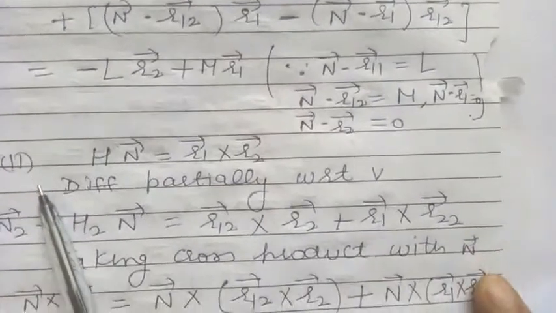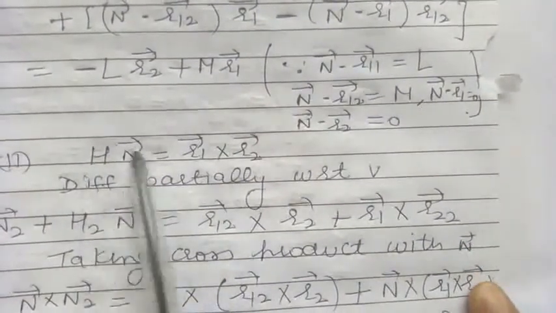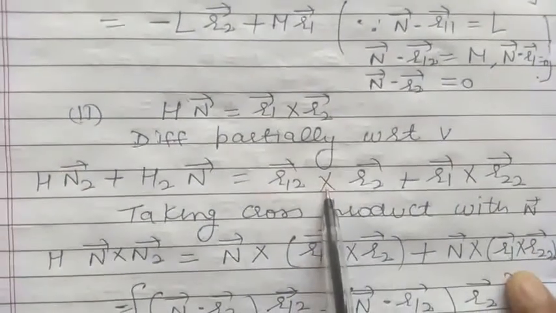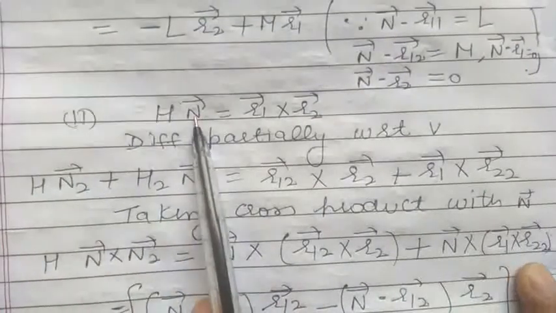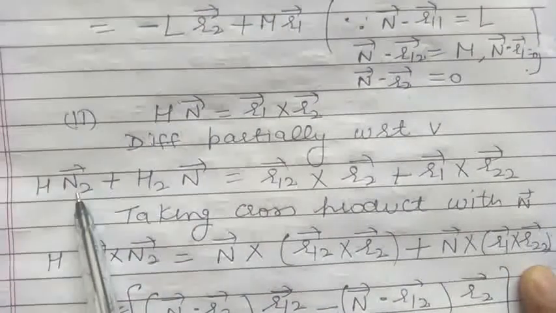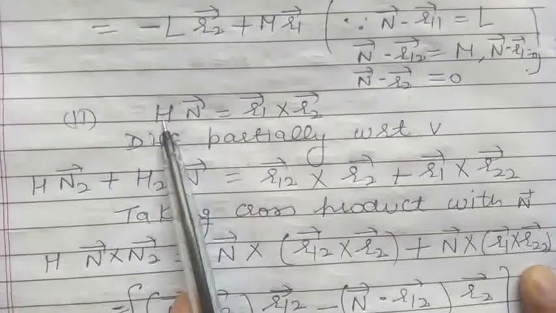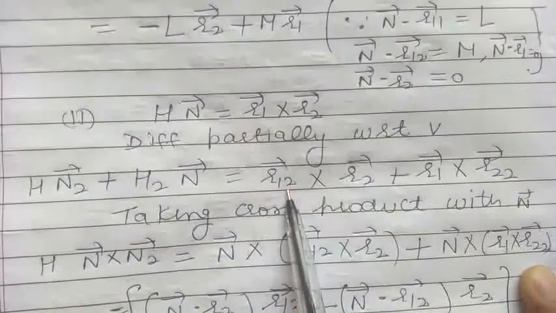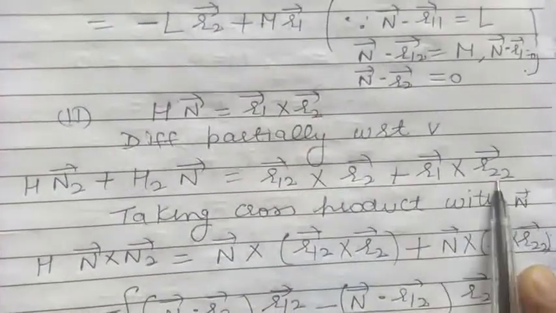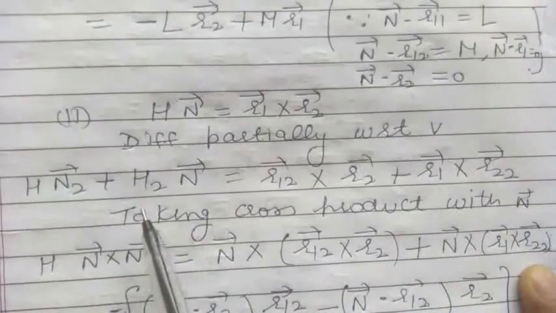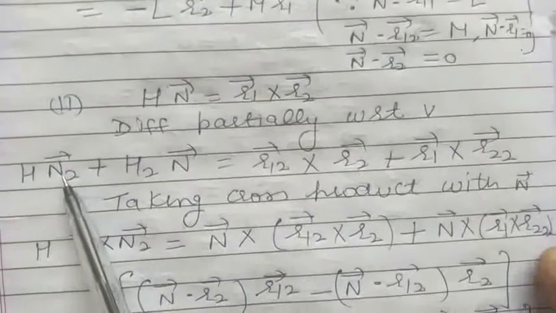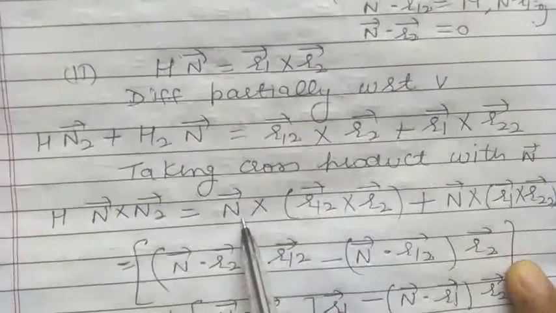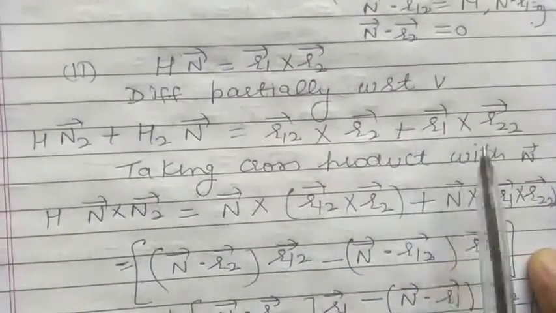Now to prove the second part, again we will differentiate the same equation with respect to the parameter v partially. Again using the product rule, h as it is, the derivative of vector n with respect to v, that is vector n2, plus the derivative of h with respect to v, that is h2, and as it is here, the derivative of r1 with respect to v, that is r12, and the derivative of r2 with respect to v, that is r22. Now taking cross product with vector n on both sides, we get this term, this term, and here again taking the cross product with vector n.